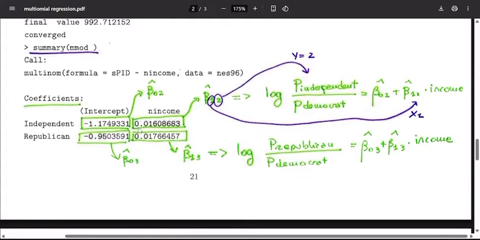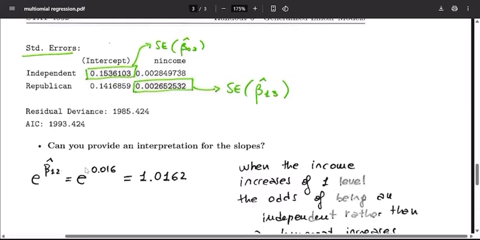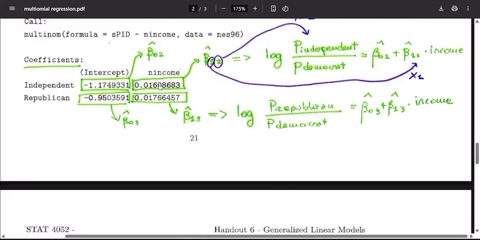Now, for instance, if I want to make an interpretation for the independent, don't forget what I have here is a log estimate. Because I'm dealing with a log estimate, I'm going to do exponentiation. Can you see that? I have to do exponentiation. We also did that in logistic regression on Wednesday. Now I'm exponentiating the slope for independent right now. I'm also going to do the same for the Republican.